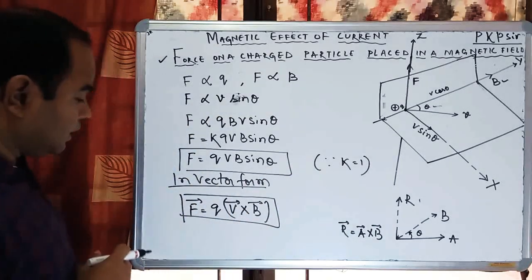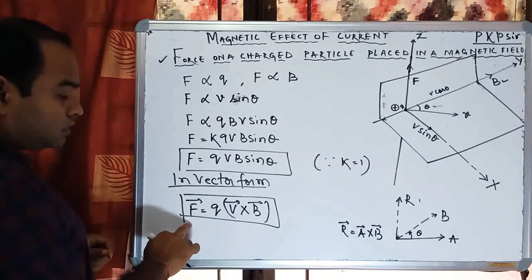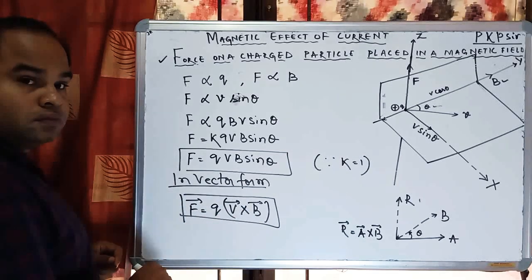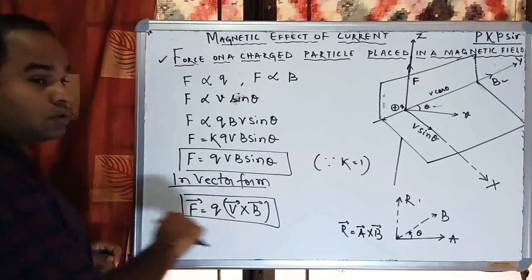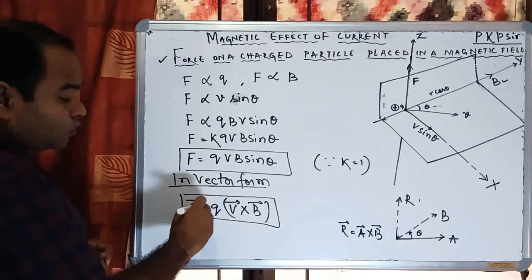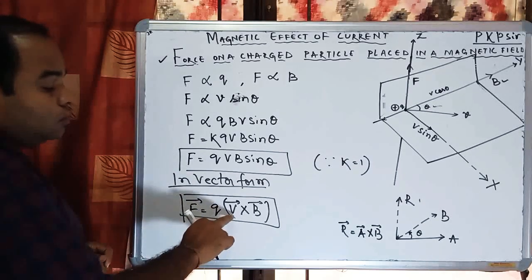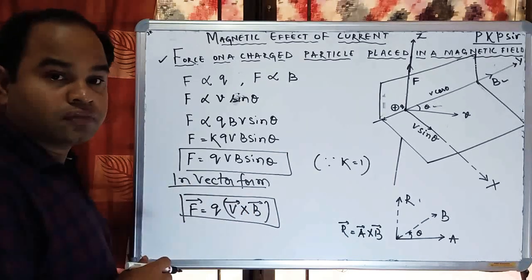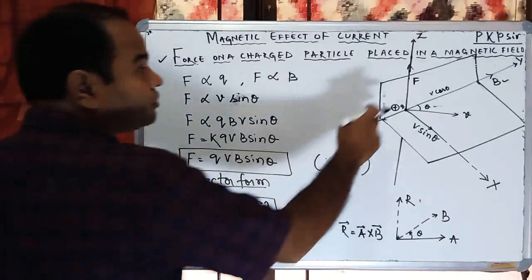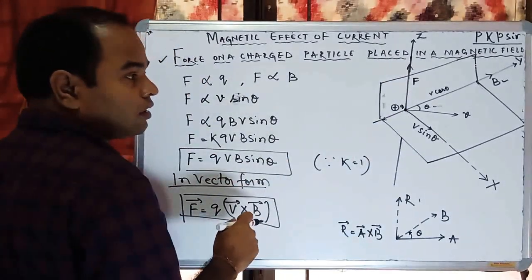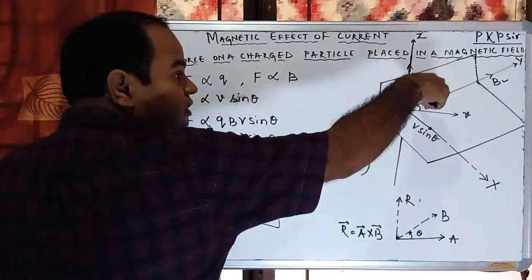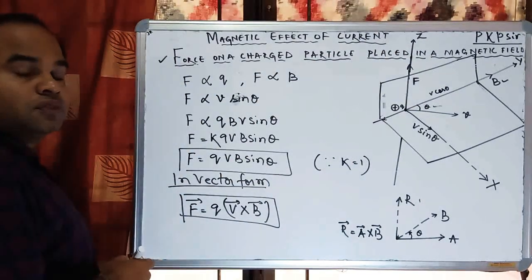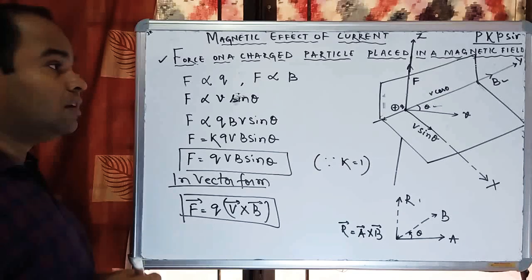Similarly, here the magnetic force is equal to QV cross B. So it is a cross product. The force must be perpendicular to the plane containing the velocity and the magnetic field, which is shown in this figure. So if you move from V to B, the direction of force is perpendicular to the plane containing V and B.